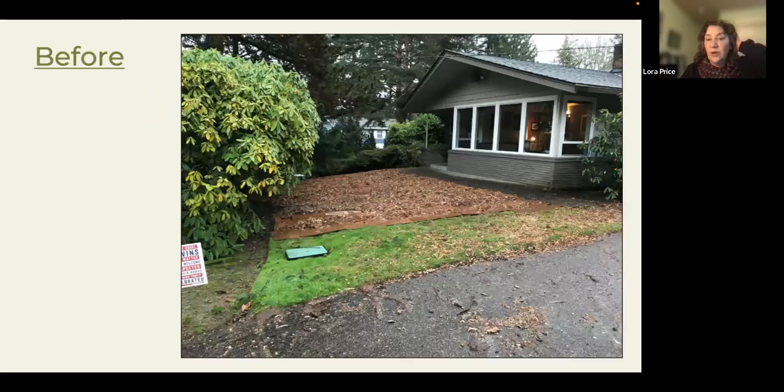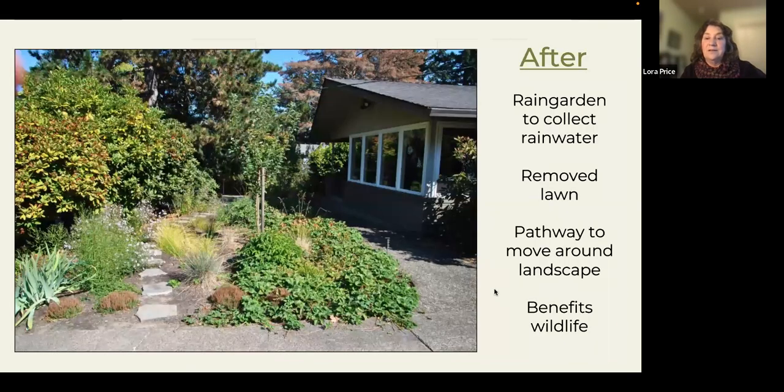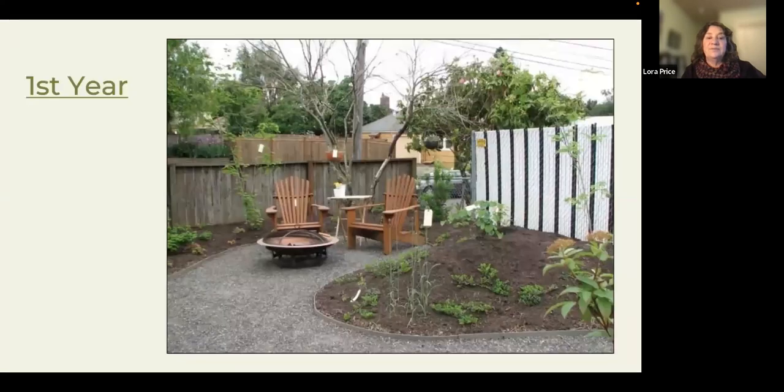Here we see a before and after where the lawn is removed through naturescaping. And here is the after. You can see there's a rain garden there collecting water. The lawn is removed. Nice pathway to move around through it and enjoy it. And of course, that's much more valuable wildlife habitat than the lawn was.